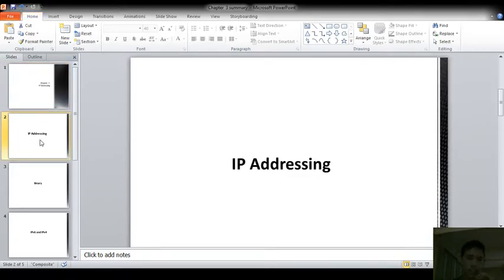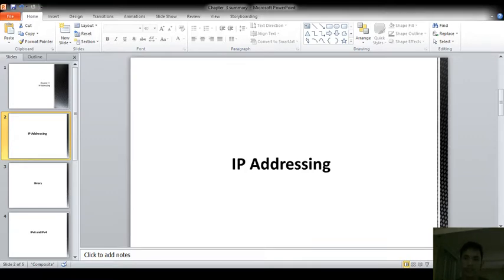So the first thing that we're going to tackle is the IP addressing. Before I start, basically this chapter is all about, in detail, the structure of IP addresses and their application to the construction and testing of IP networks and subnetworks. So let's go back to the IP addressing.